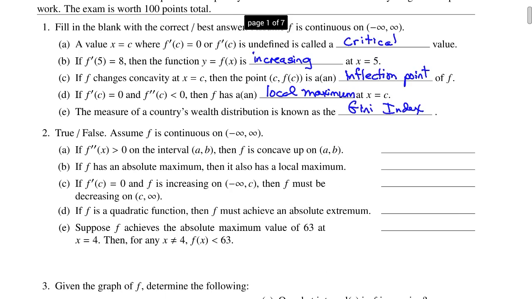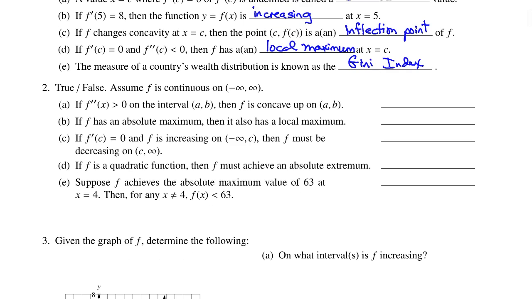All right. Question 2, true or false, assume f is continuous. A, if f double prime of x is greater than 0 on the interval a to b, then f is concave up on a to b. That is true. B, if f has an absolute maximum, then it also has a local maximum. That's true. All absolute extrema are local extrema as well.